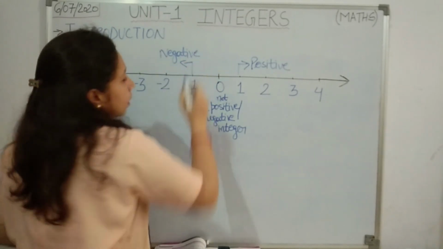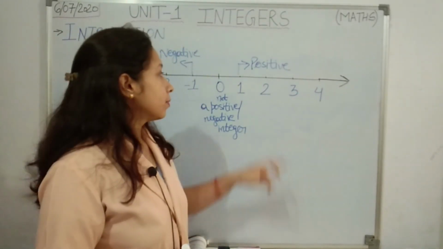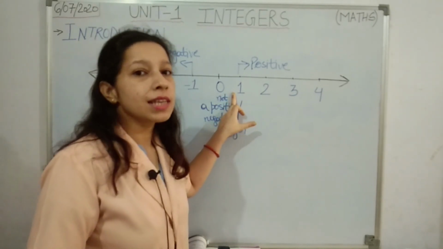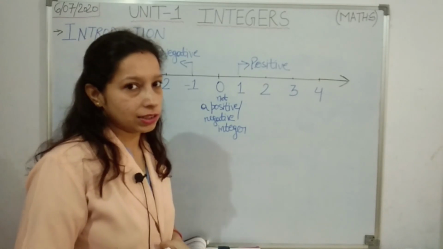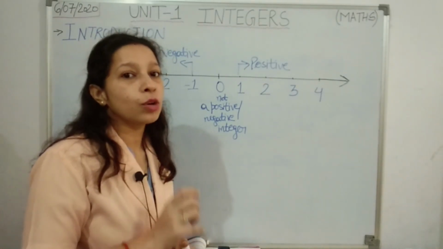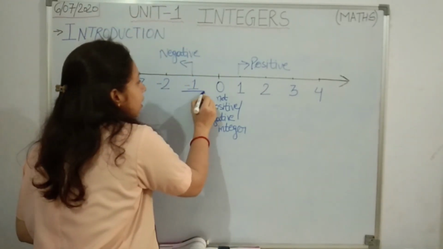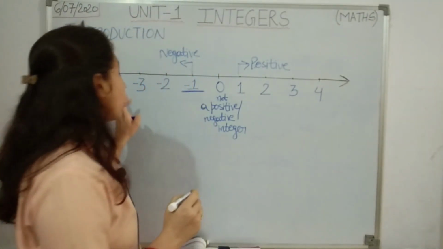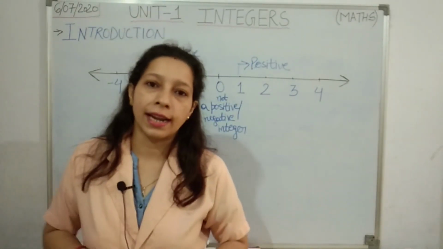Okay, can you tell me which is the smallest positive integer? The smallest positive integer is 1 and the greatest negative integer. I am not asking smallest, I am asking you greatest negative integer. Here the greatest negative integer is -1. Why not -4? Do you know the reason? This reason also you have studied in your 6th standard.